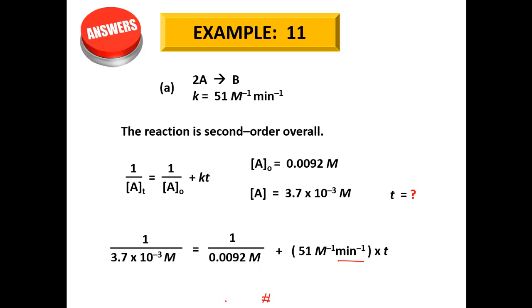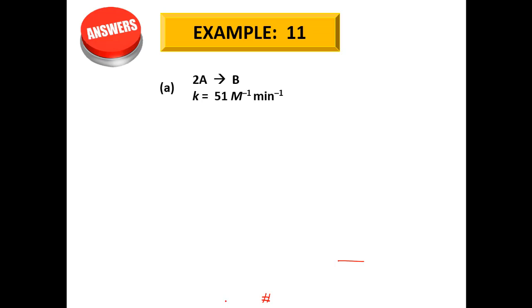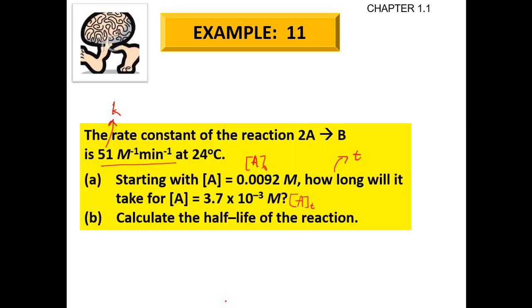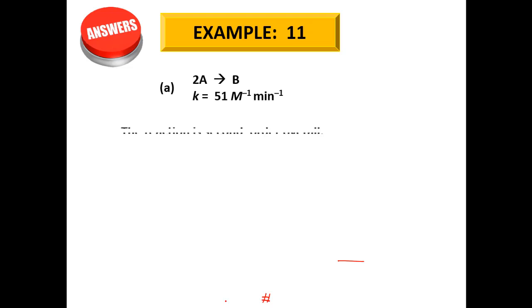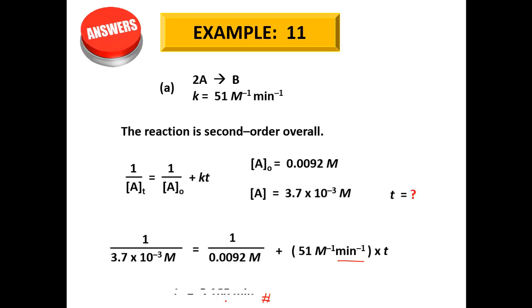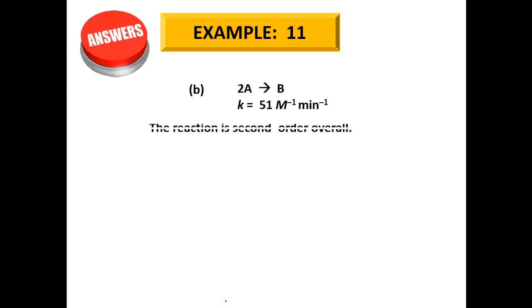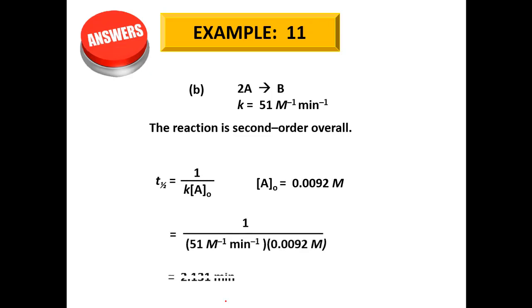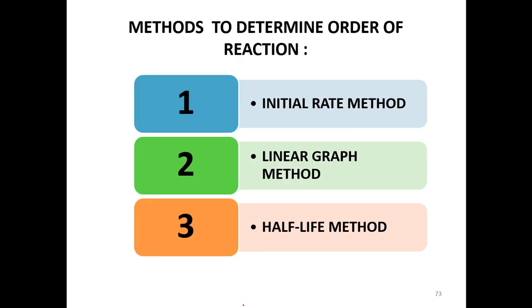Okay, the next part tu dia suruh kita calculate half-life. Yes, calculate the half-life. So kita pakai formula half-life untuk second order. Untuk second order, half-life dia adalah 1 over K A0. Initial concentration kita 0.0092, substitute sahajalah. So you should get the half-life as 2.131 minutes.